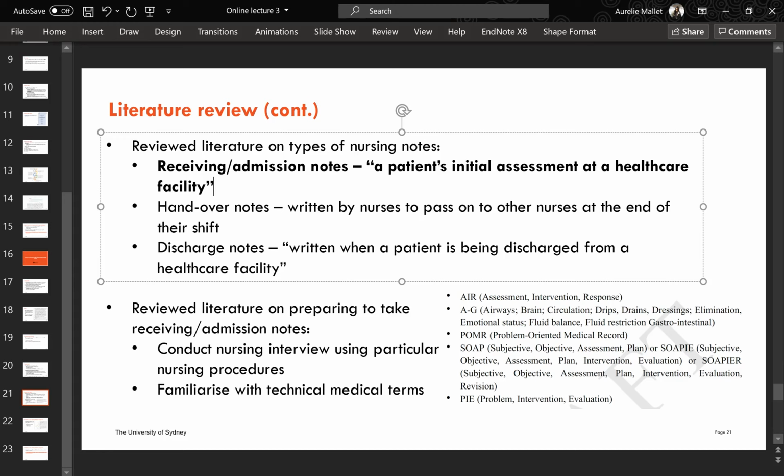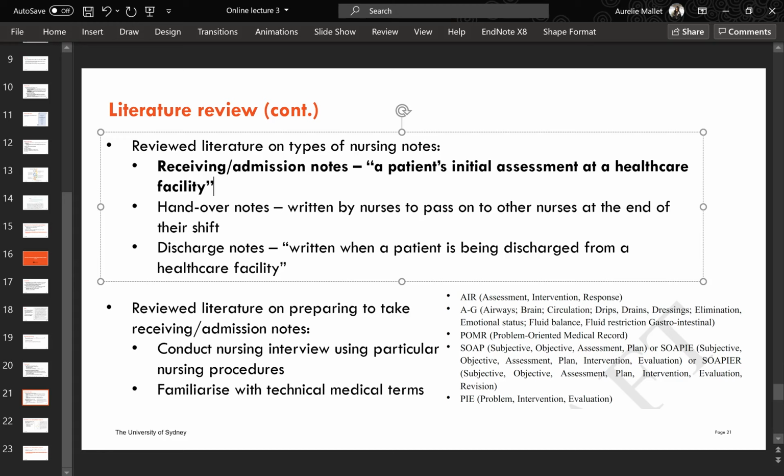And they also had to review the literature on preparing to take receiving admissions notes. Before the nurses write these receiving admission notes, there are a few things that they have to do beforehand. For example, the nurses need to conduct a nursing interview using a particular nursing procedure.